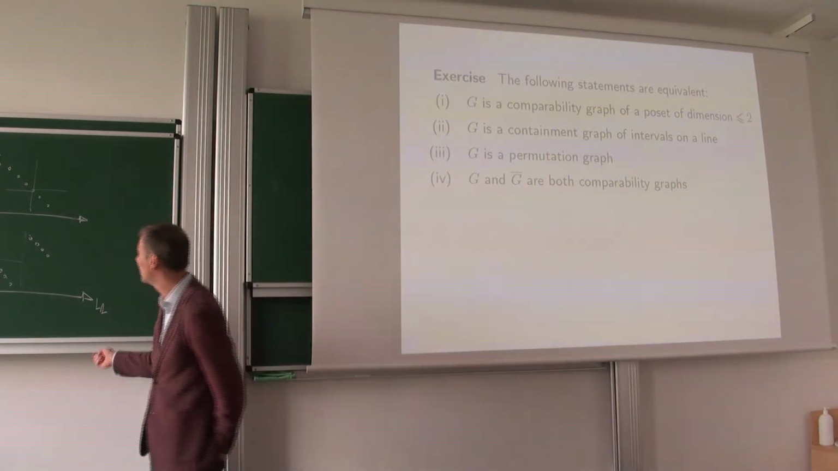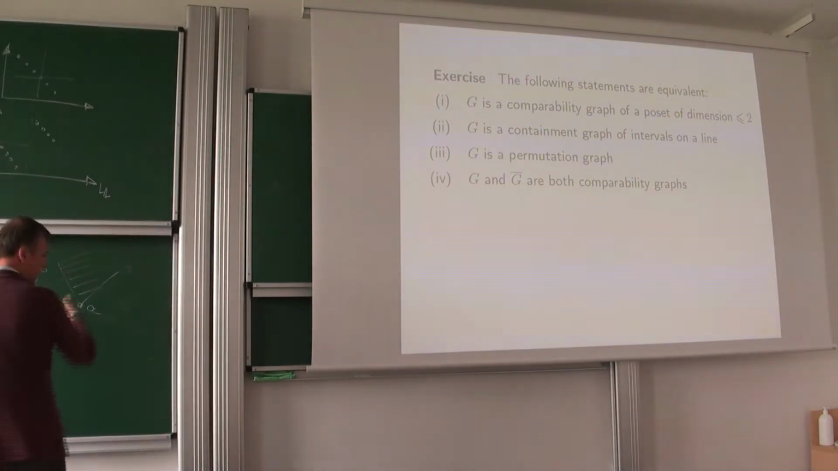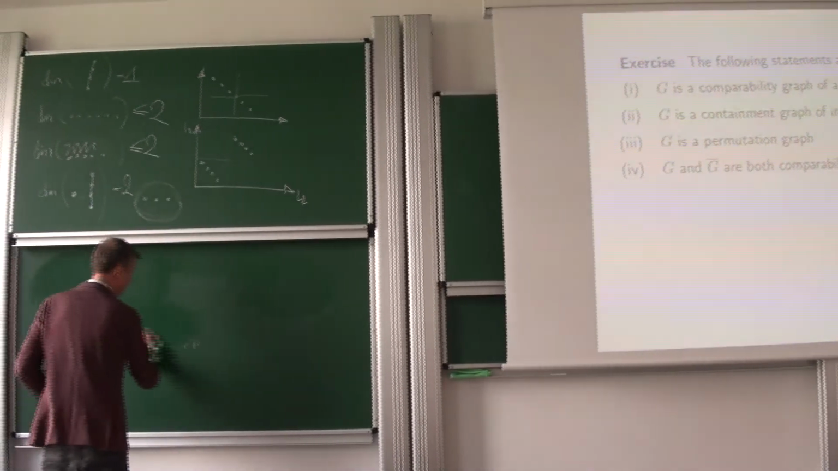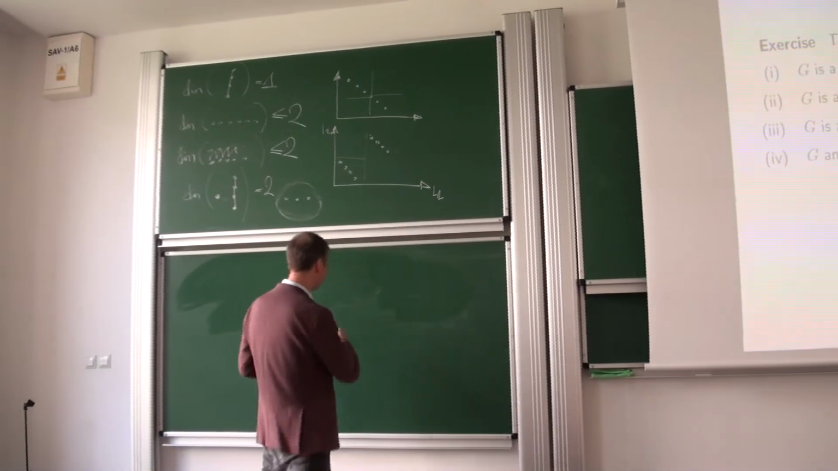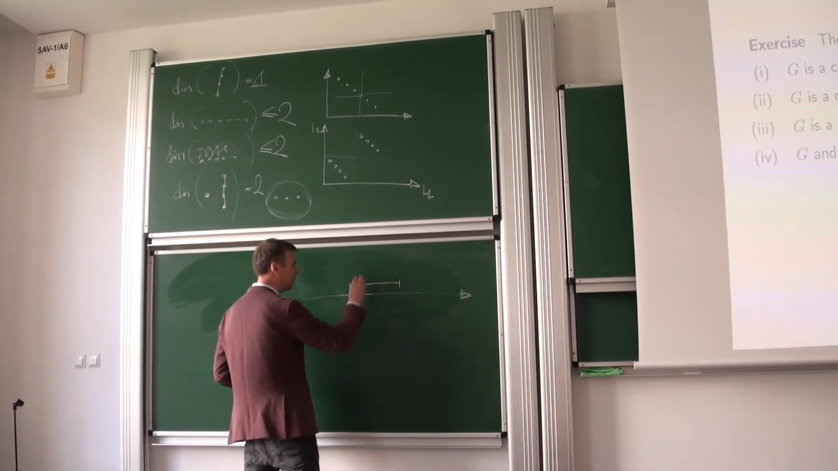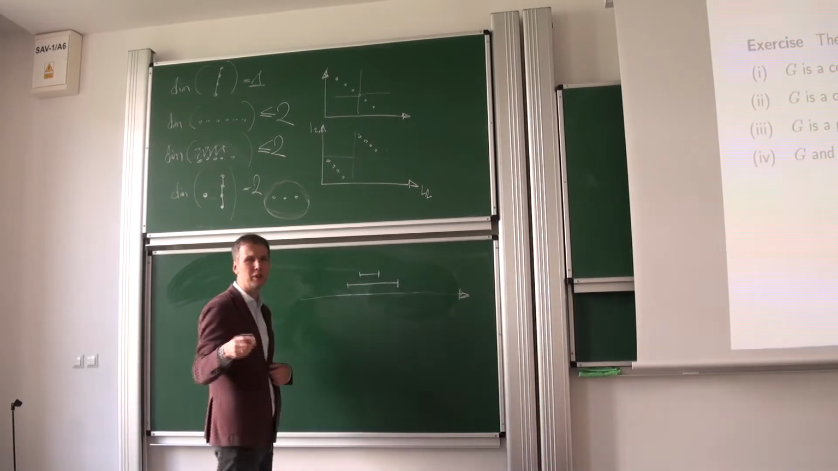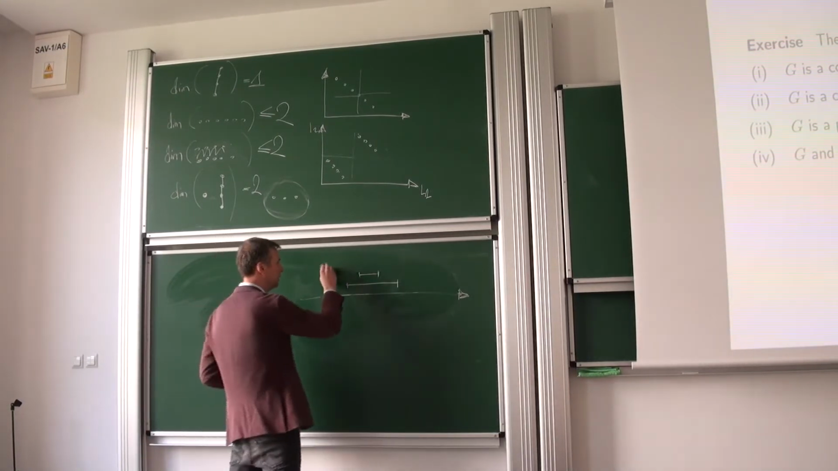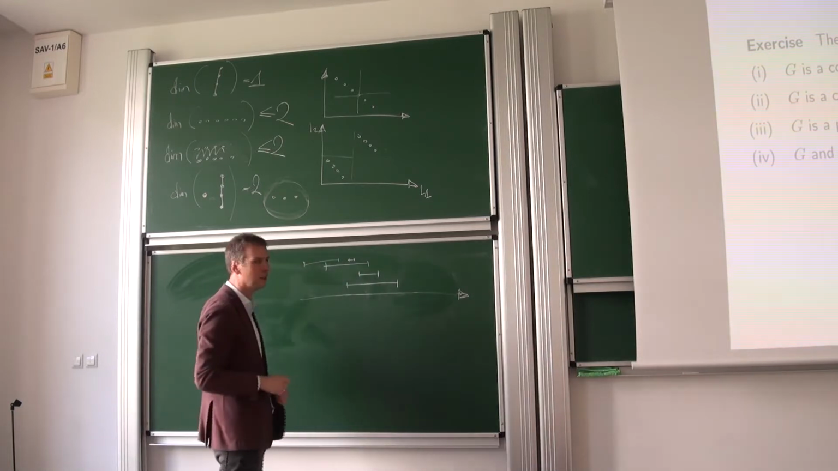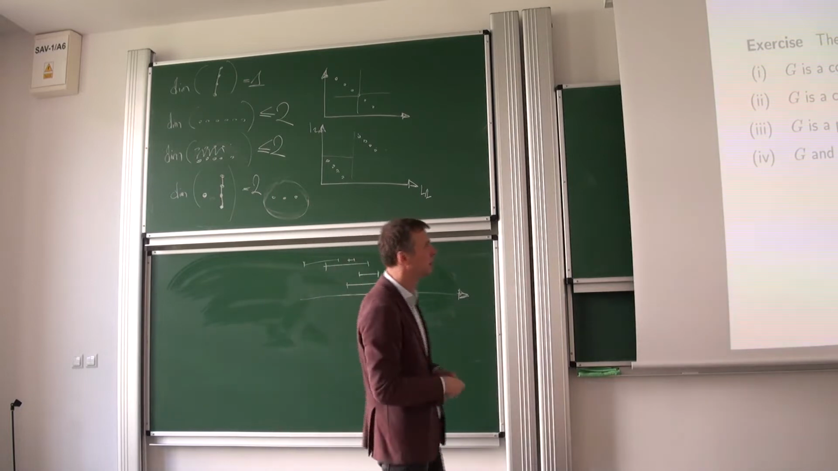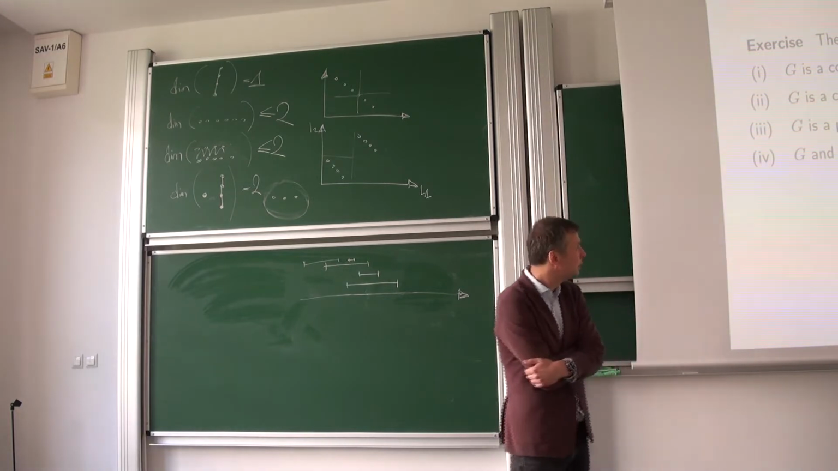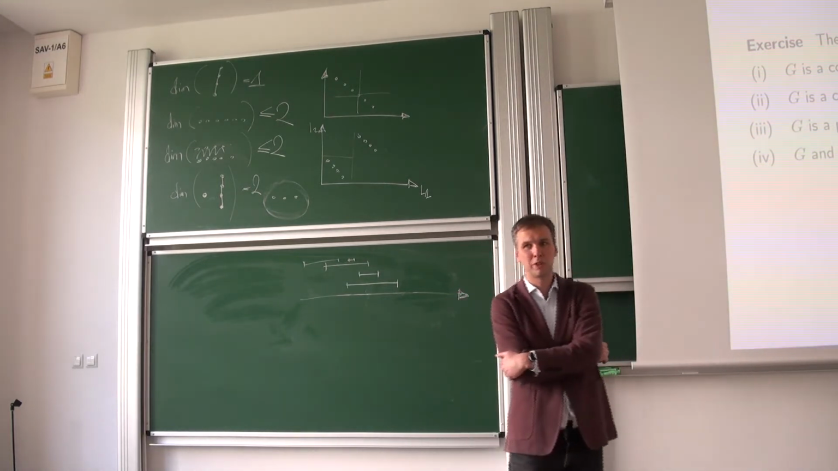Yeah, what do I mean by containment graph of intervals on a line? Well, vertices of my graph are intervals. There is a line, yes? And vertices of my graph are intervals. And 2 vertices are adjacent if one interval is contained in the other. Yeah? So this way you can have some complex structures perhaps, but it happens that this class of graphs is exactly the class of comparability graphs of posets of dimension at most 2. Furthermore, it coincides with the so-called permutation graphs.